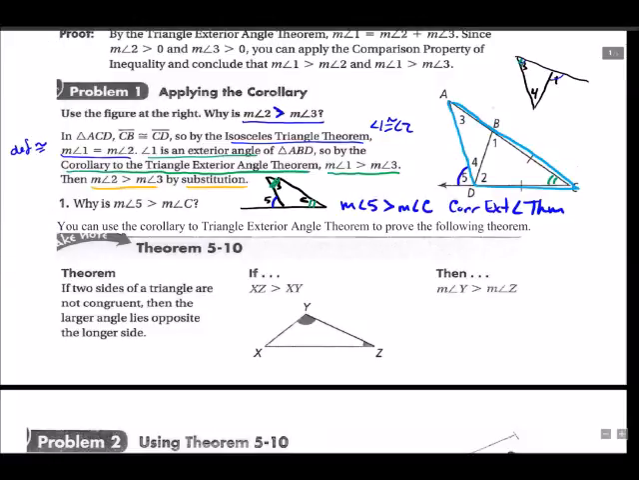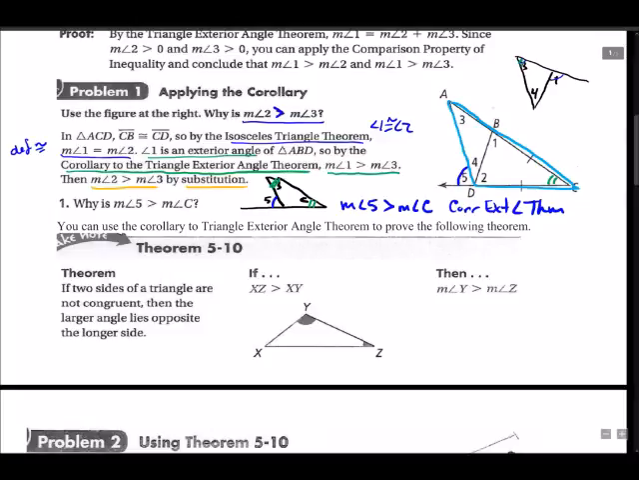All right, why is the measure of angle 5 greater than the measure of angle C? Well, we went over here and we found angle 5 and we found angle C. If we look at this, we are looking at this big triangle here because angle 5 is the exterior angle of the big triangle.